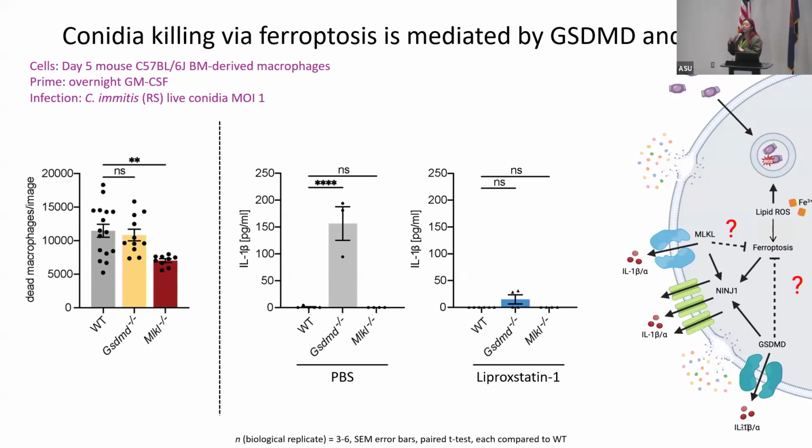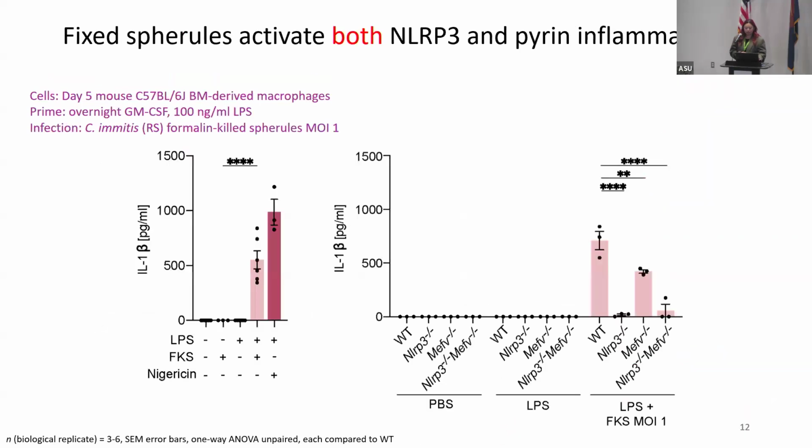And this is just a little bit further on to the work that we will do. NINJ1, which is another pore former, has been shown to oligomerize and be active downstream of ferroptosis. And so given the modest impact on cell death in these gasdermin D and MLKL knockout macrophages, we will be looking at the activity of NINJ1 in these cells.